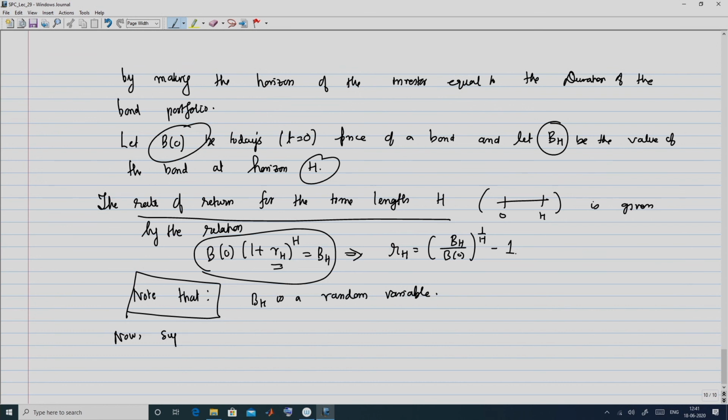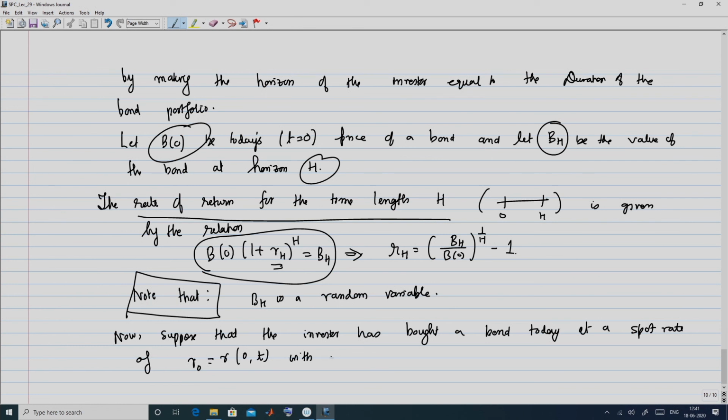Now, suppose that the investor has bought a bond today at a spot rate of R0. So, at the time of purchase of the bond, the prevailing interest rate was R naught, and consequent to that, the prevailing interest rate for the next day has moved to some R which is different from R naught.